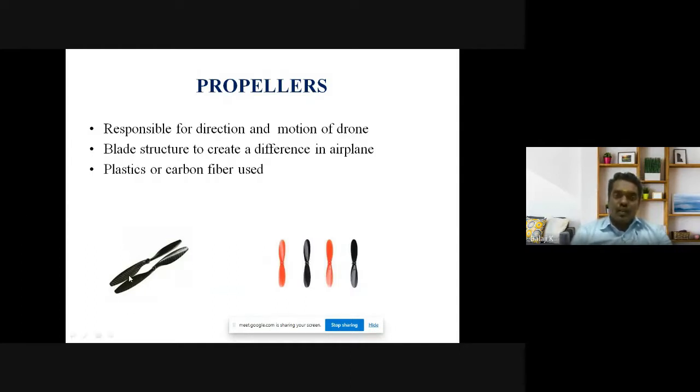So in olden days, they used different materials for the drone. But nowadays, due to drone development, they are using plastics or carbon fiber materials to fabricate the propeller, because we need a propeller with weightless material. That's what they are selecting. They are not selecting any other materials.